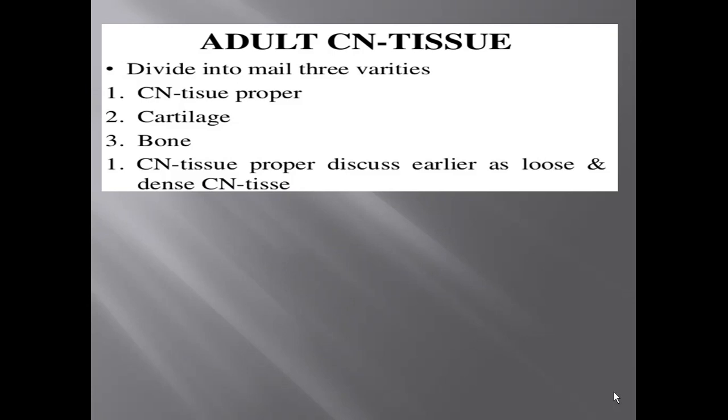It's no more than three types: connective tissue proper, which is of two types, either dense connective tissue, as we saw on the first slide, or loose connective tissue, and then cartilage and bone.